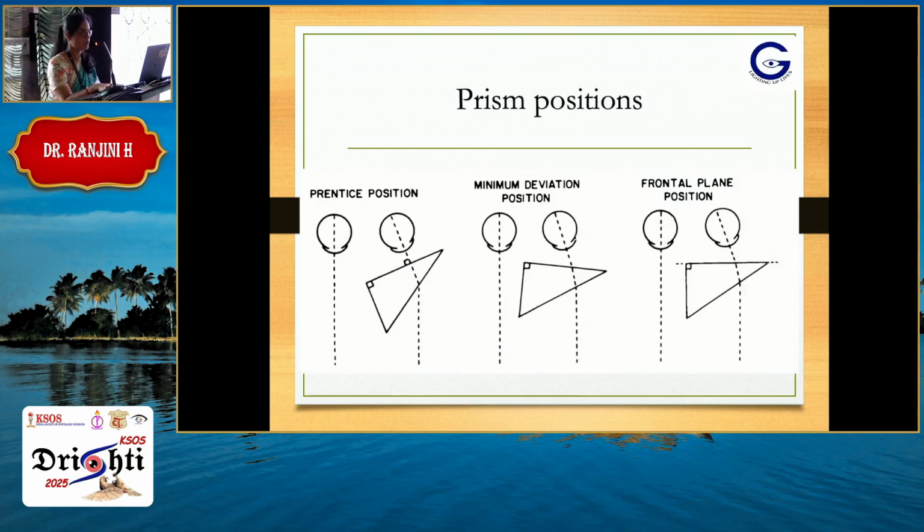Coming to the different prism positions, there are three: Prentice, minimum deviation position, and frontal plane position. The Prentice position, as shown in the picture, is perpendicular to your pupillary axis. Prentice position is generally preferable for glass prisms. And then we have the minimum deviation position. Why is it called minimum deviation? Because the angle of incidence is equal to the angle of reflection. Then the frontal plane position is placed parallel to the frontal plane.